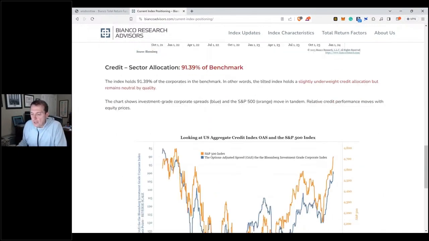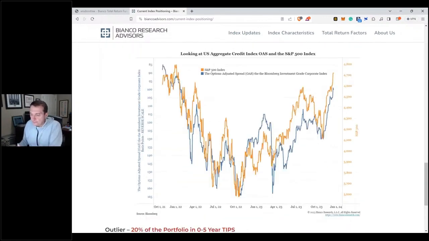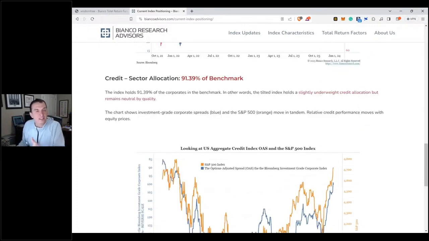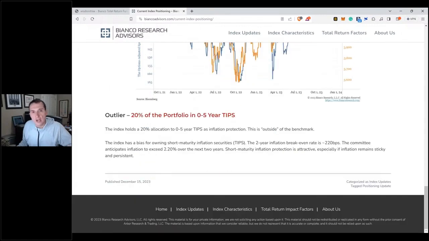And then on credit, I'll just start off by pointing out the chart. The blue line on the chart is the investment grade credit spreads, option adjusted spread. And the orange line on the chart is the S&P 500. Your credit weighting is your equity weighting. We're slightly short on the credit weighting at 91%. Now remember, this is investment grade credit. High yield credit would be considered in our last section, which is an outlier bet. We don't have any high yield currently in our index.